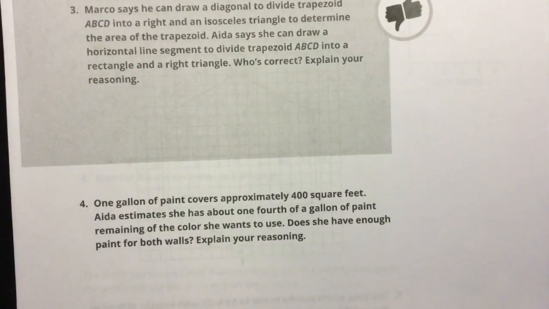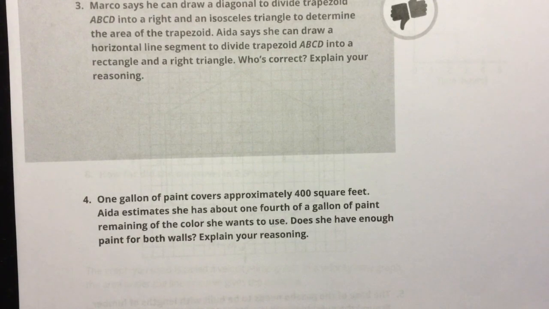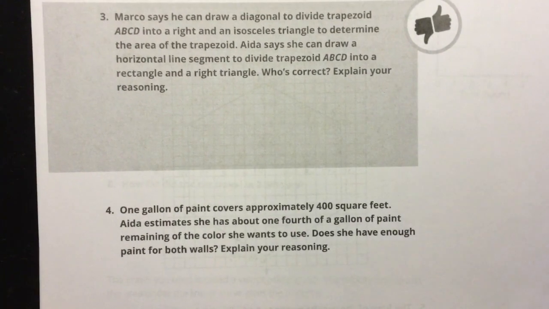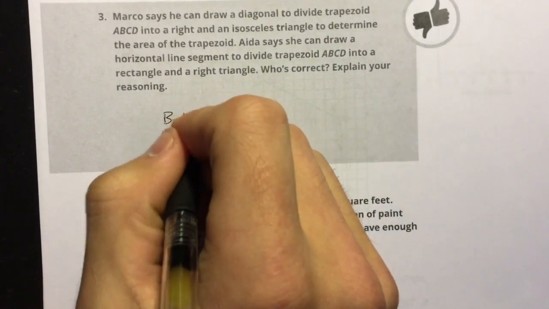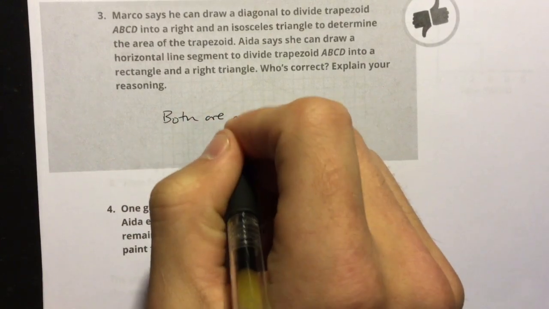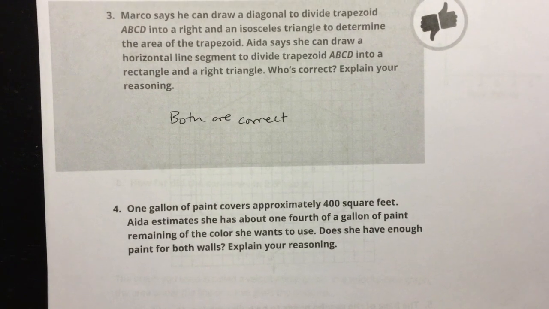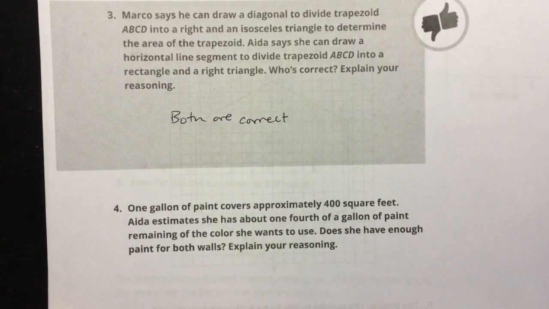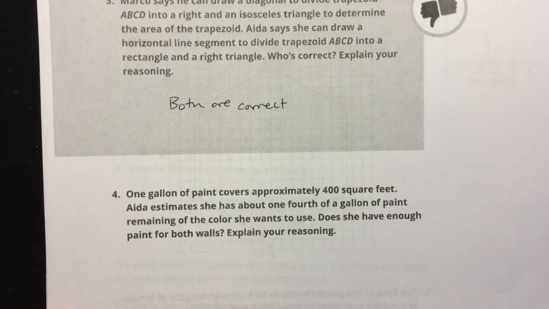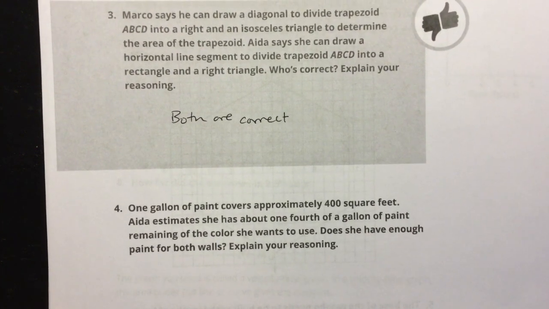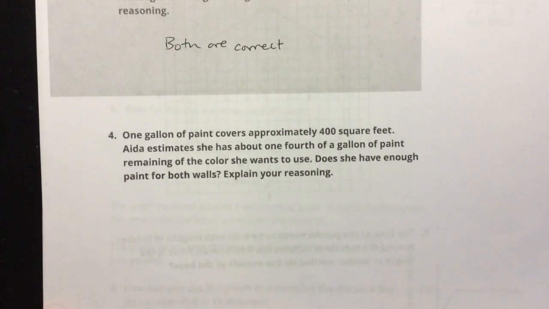So who's correct? Explain your reasoning. For this one, you can go ahead and say both are correct. And then you can draw the figures. You can talk about how you constructed those two lines. Either way is great, okay? But that is how you can do those. You can use those two constructions to get a rectangle and a right triangle, and then to get a right triangle and an isosceles triangle.